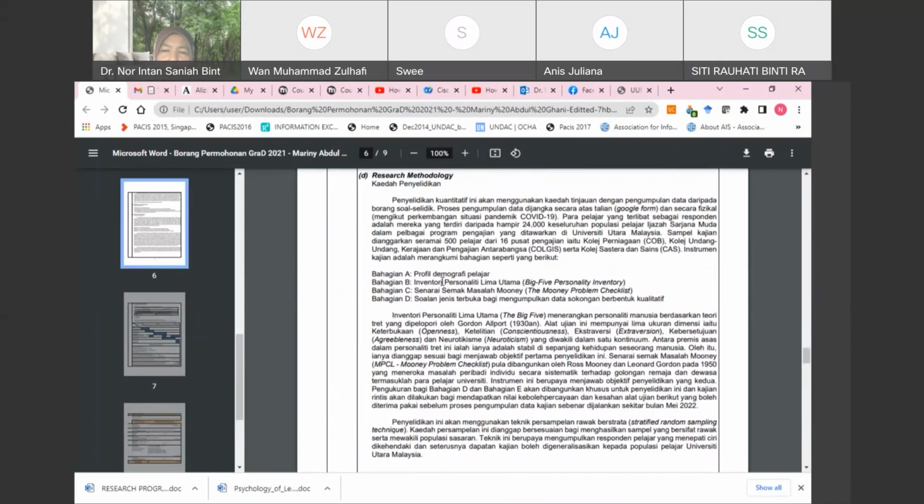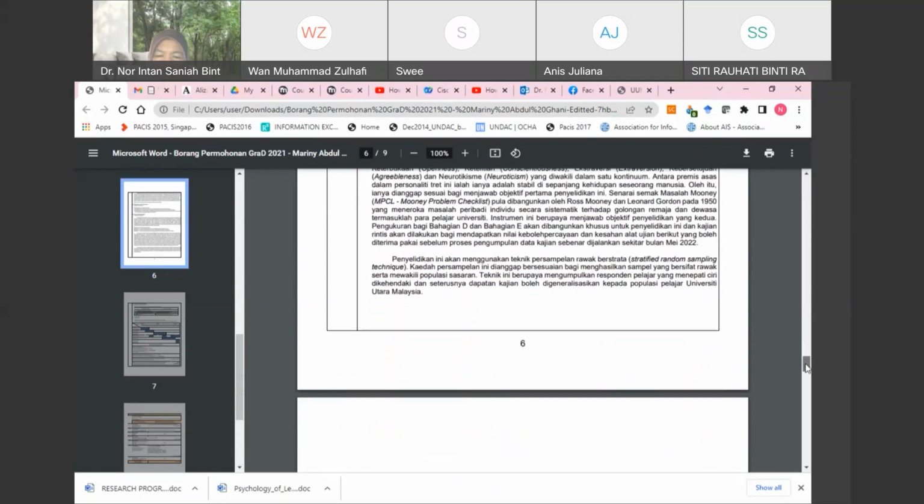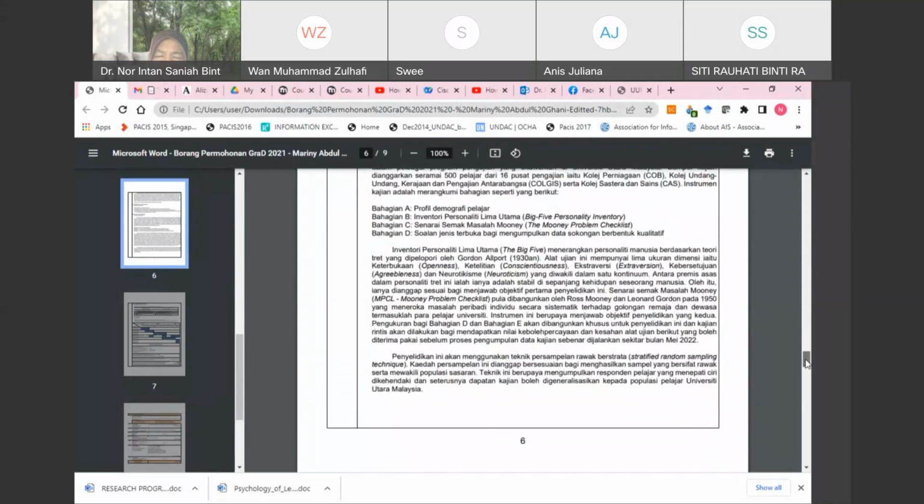You ask question akan based on instrumen sedia ada by Big 5 personality inventory and money problem checklist. Maknanya instrumen yang kami akan gunakan adalah based on this instrument. Jadi soalan data sokongan ni sebab kadang-kadang ada situasi yang kita tak boleh nak tackle daripada soalan survey. Sometimes student dia tak nak, kalau dalam soalan survey ni dia jawab simple-simple je untuk soalan terbuka.